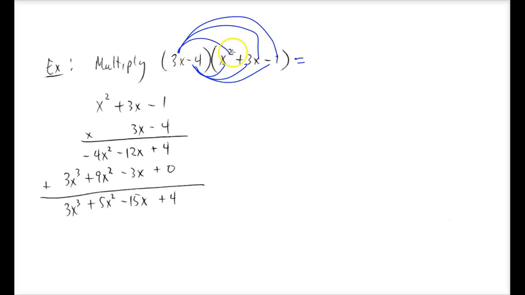So 3x times x squared is 3x cubed. 3x times 3x is plus 9x squared. And 3x times a negative 1 is a negative 3x. And so now we can do the same thing with the negative 4 that's here. So negative 4 times x squared is a negative 4x squared. Negative 4 times positive 3x is a negative 12x. And negative 4 times a negative 1 is a positive 4.